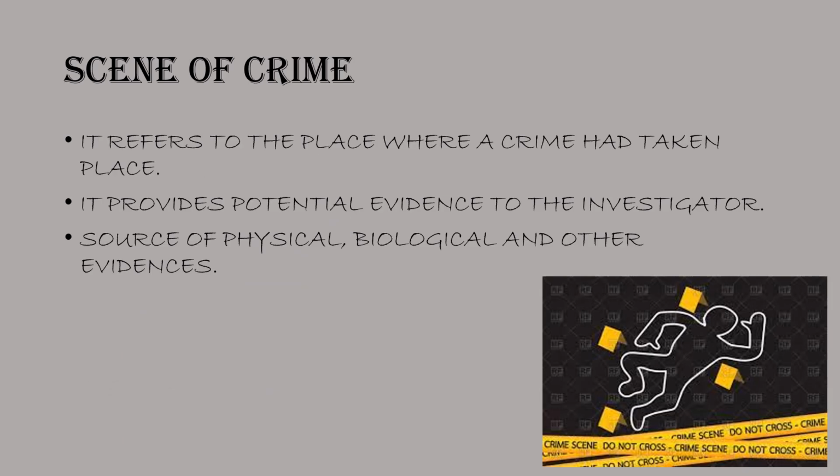Scene of crime. What is a scene of crime? It refers to the place where a crime had taken place. It provides all the potential evidence to the investigators, which includes the physical evidences, biological evidences, trace evidences, and also the victim body if it is present there.